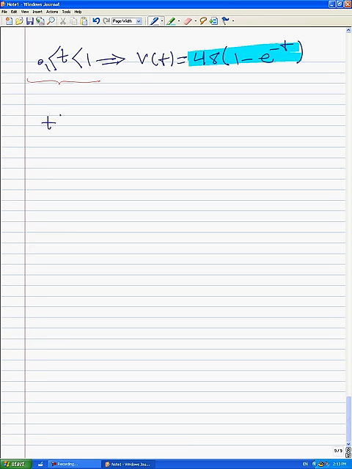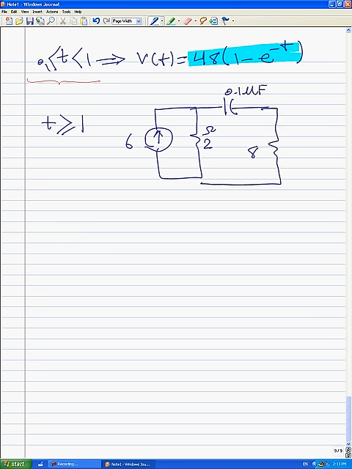Now I'm ready to start for t greater than or equal to 1. For this part, we should consider two sources together. That's why the circuit should be like this. We have 6 amps here, and also we have 2 ohms here. We have capacitor here, and we have 8 ohms here, and this 6 amps on the right side.